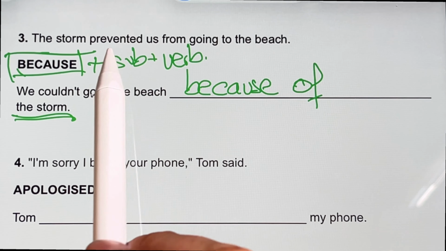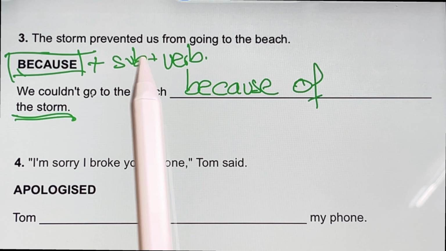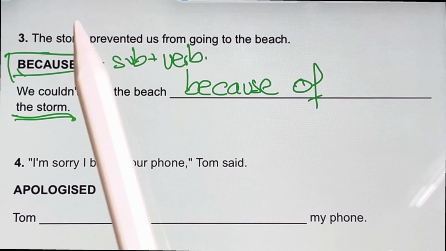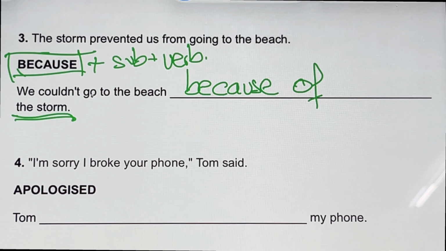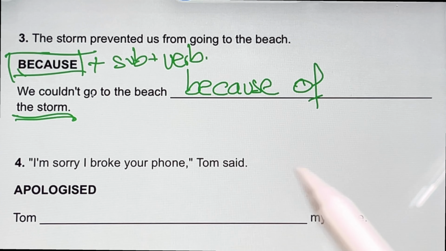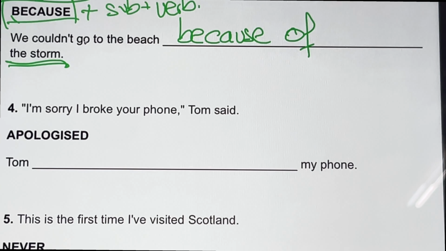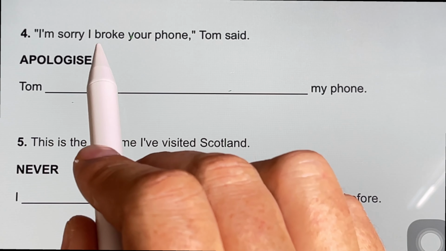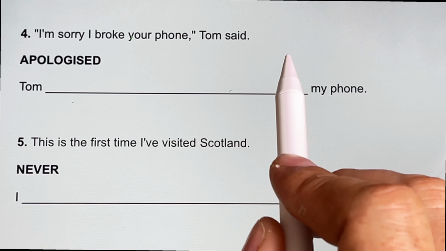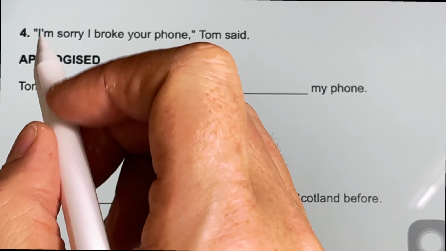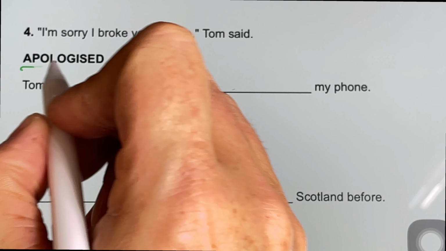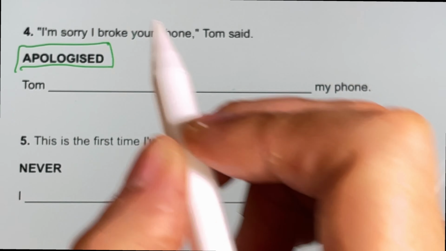Okay? If you are going to use "because" alone, you need to put a subject and a verb, we have to have a clause. But in this case, you just need the "of", and then that will be okay. "I'm sorry I broke your phone," Tom said. So the word given here is "apologized".